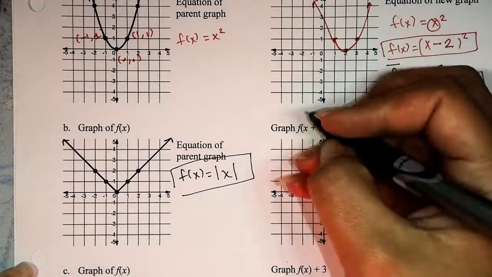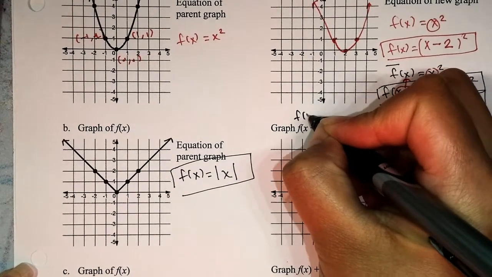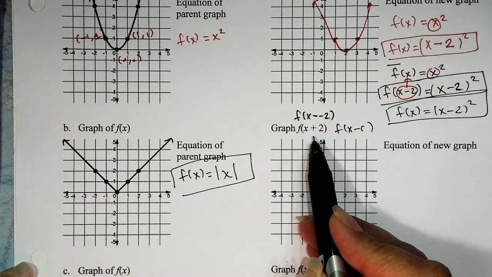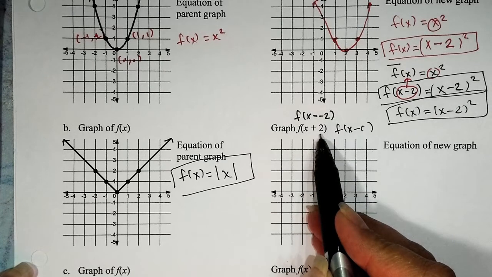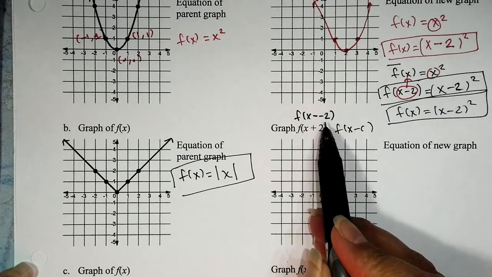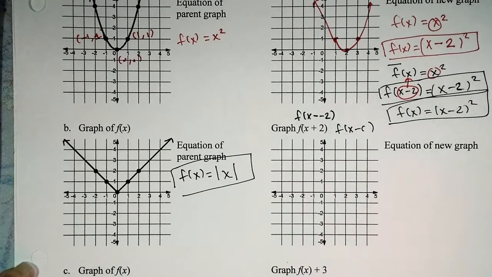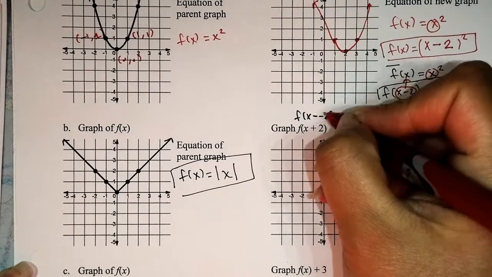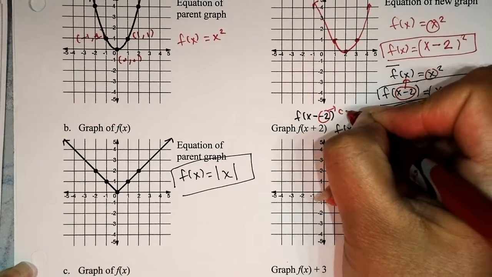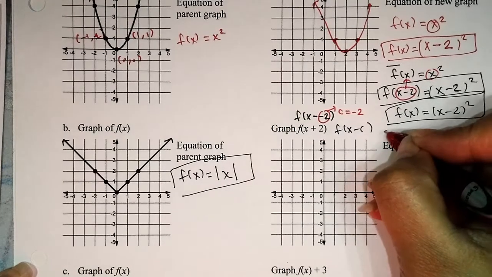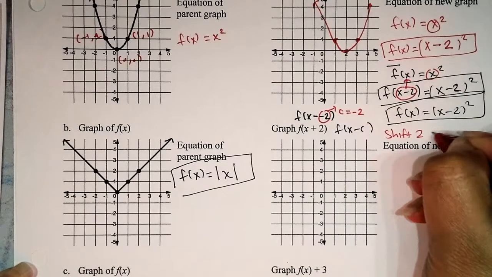If we force a subtraction, this will be f of x minus negative 2. The opposite of addition is subtraction, and the opposite of positive 2 is negative 2. So the moral of this story: adding 2 is the same as subtracting negative 2. Now the question is, do we really have f of x minus a number? We sure do. The number that follows the subtraction sign is negative 2, so that gives us c equals negative 2. And if c equals negative 2, then we're going to shift 2 to the left side.